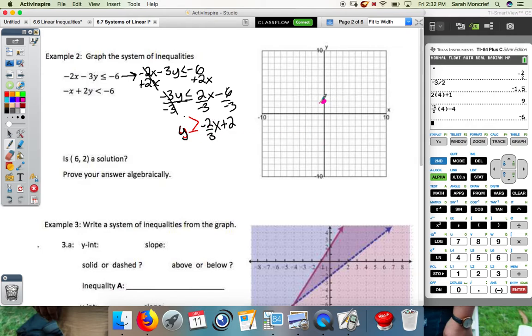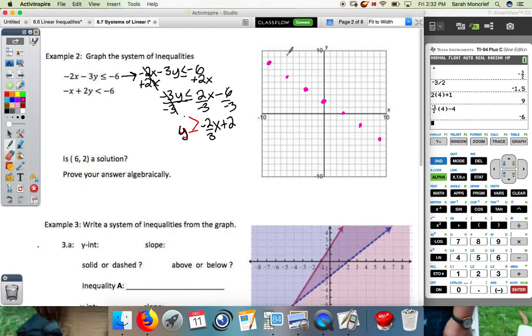Since it's negative, I'm going to go down. And how many am I going to go down? 2. So 1, 2. And how many am I going to go to the right? 3. 1, 2, 3. Again, down 2, over 3. Up 2, left 3. I just kind of like to get all of them on the graph.